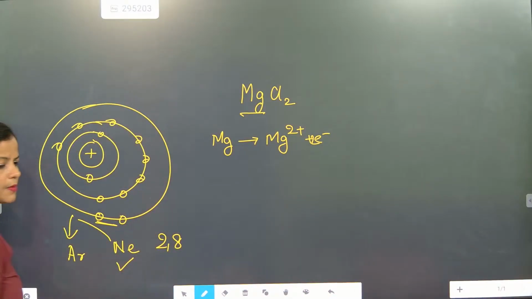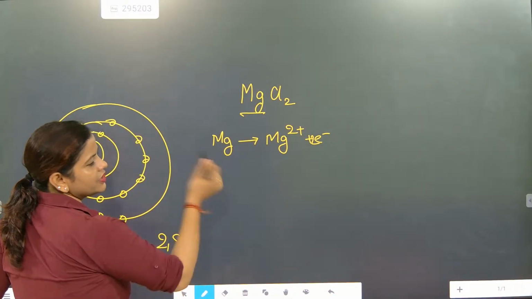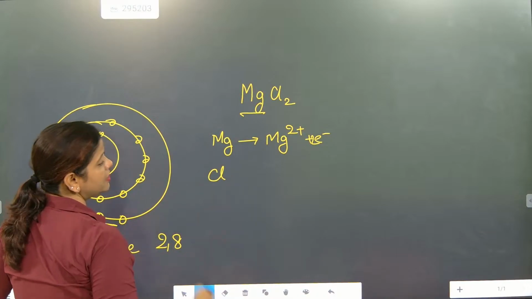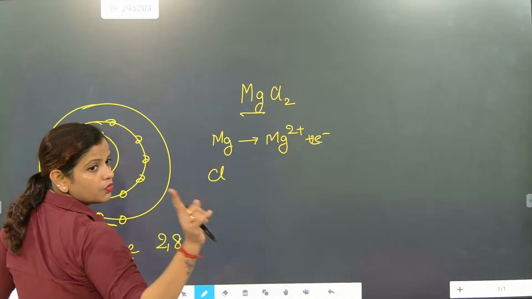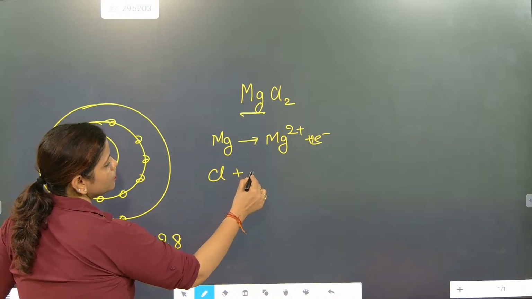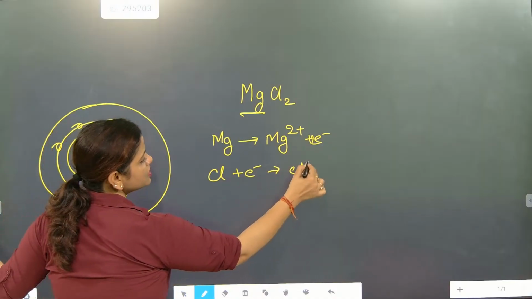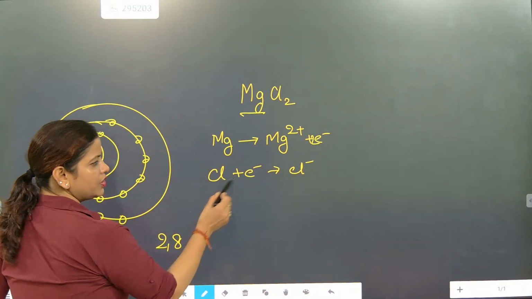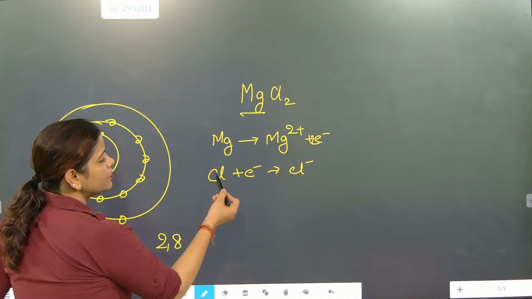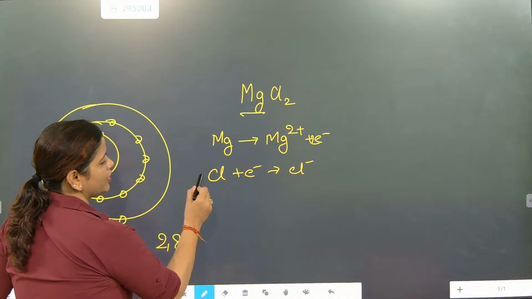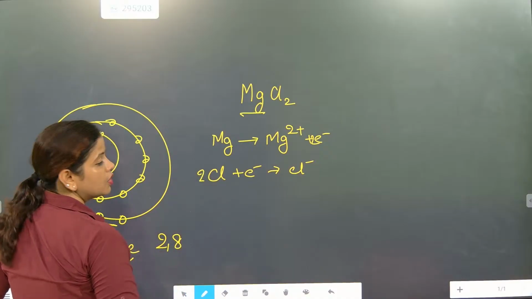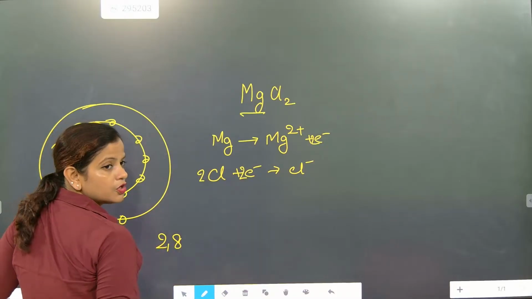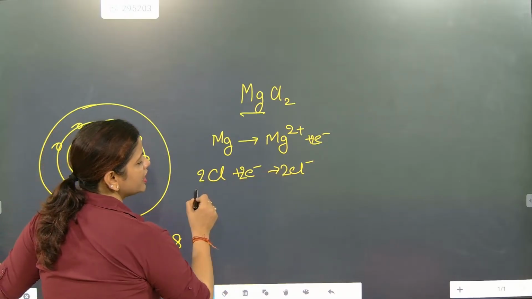Now magnesium has to combine with chlorine. How is it going to combine? Chlorine, on the other hand, needs how many electrons? Only one. So chlorine will get one electron and become Cl minus. But here, two electrons are free and chlorine needs only one. So what will we do? We will double the atoms of chlorine. So 2 chlorine will take 2 electrons and become 2Cl minus.